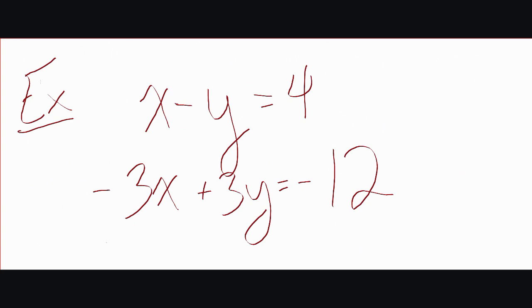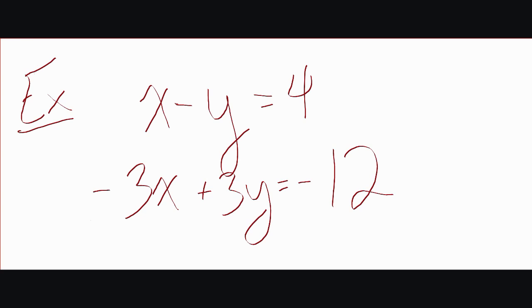So here's our example. x minus y is equal to 4, that's our first equation, and our second equation is negative 3x plus 3y is equal to negative 12. So once again, we're going to solve this using substitution, which is the method that allows us to use the first equation, solve for a variable, plug that information into the other equation, find a numerical value for the variable that remains, and then go from there. So let's do that right now.